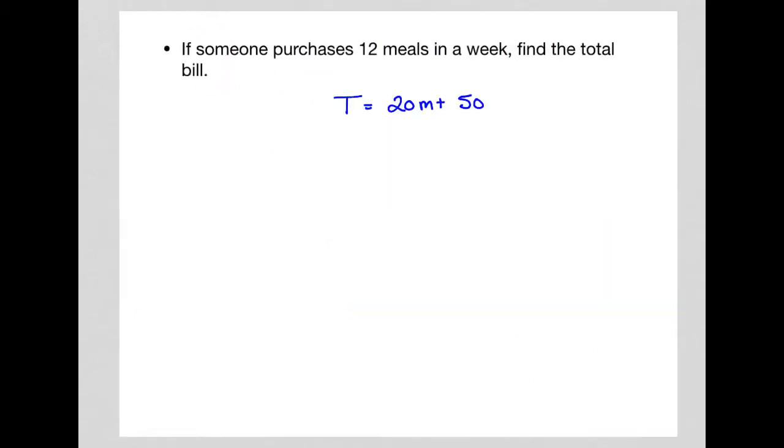So using our equation, I know that we're mentioning 12 meals. So that must mean that we're describing the variable m. So here we have our independent variable. Again, this one is independent because depending on the number of meals that we get, that's going to change or impact how much we're going to charge our client. So we're going to do t is equal to 20 times 12 plus 50.